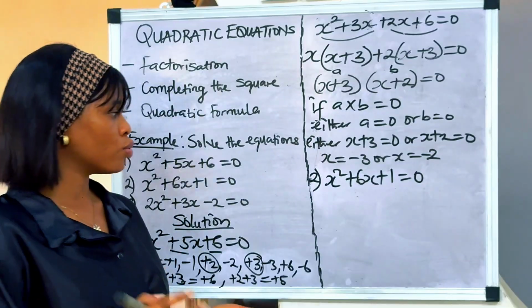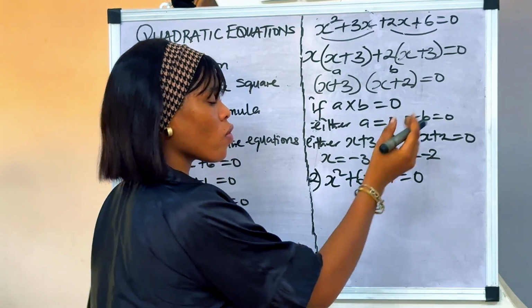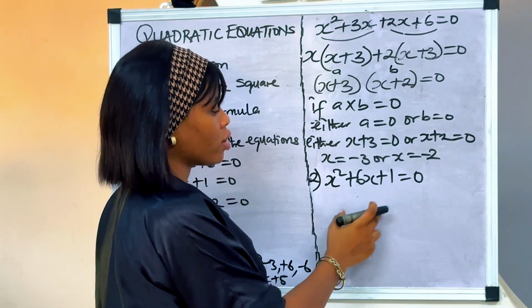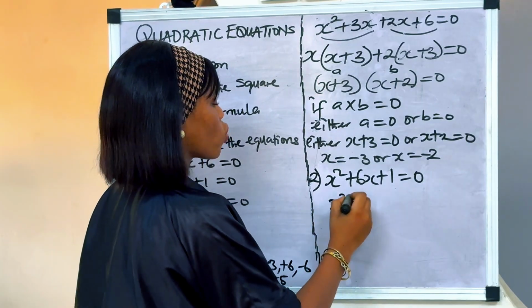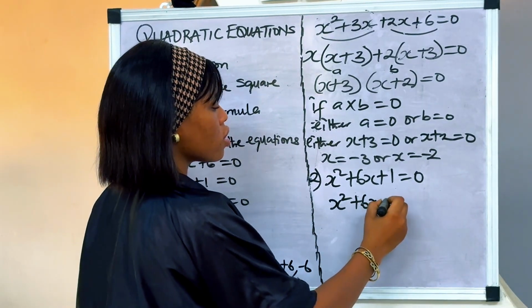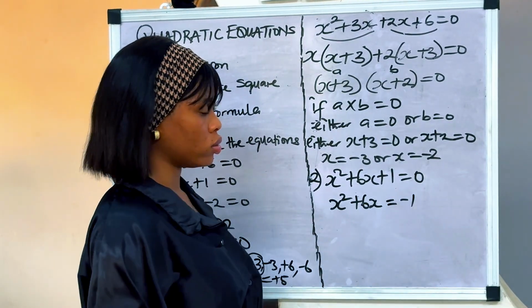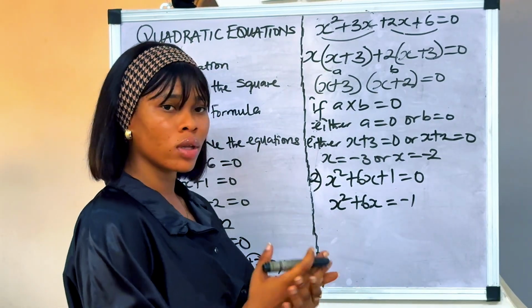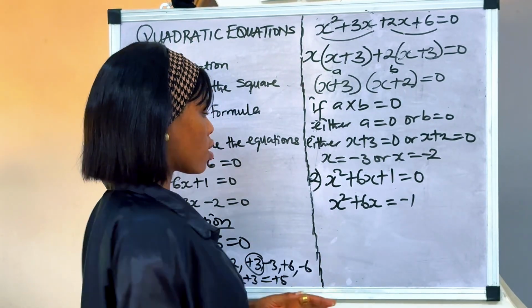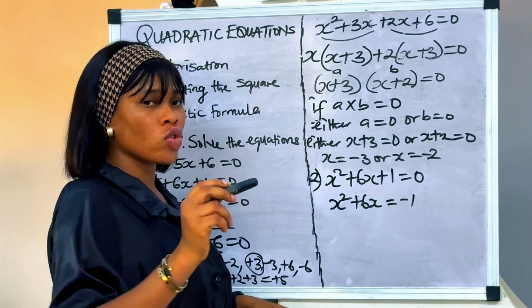The first thing to do is to carry the constant over to the other side, which is +1. So we're going to move +1 over to the other side. We have x squared plus 6x equals -1. That is step 1.